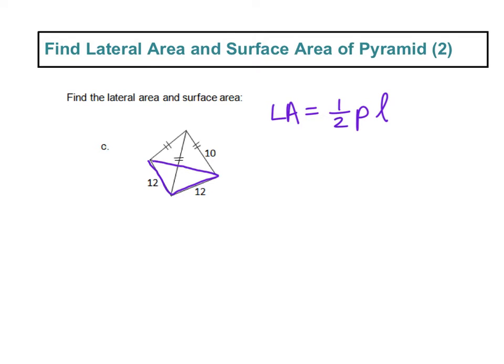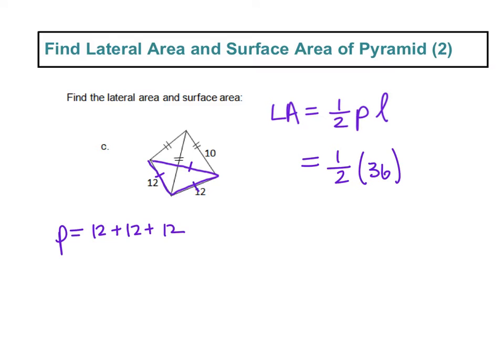But what we do notice is from the vertex going down, each of these segments forming your pyramid is congruent. So if these segments going down to each vertex of your base are congruent, then that means that each side of your base will also be congruent. So that side in the back is also a 12. So the perimeter of our base is 12 plus 12 plus 12, or 12 times 3, which is 36. So lateral area is equal to 1/2 times our perimeter of 36.